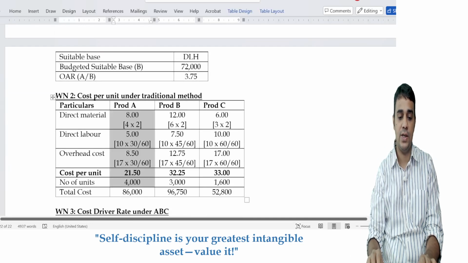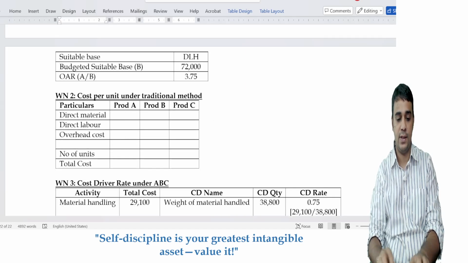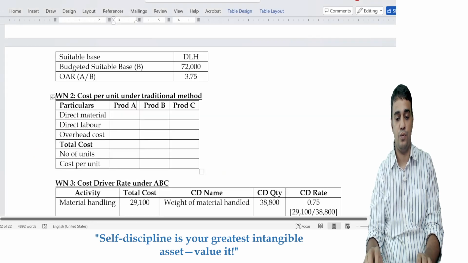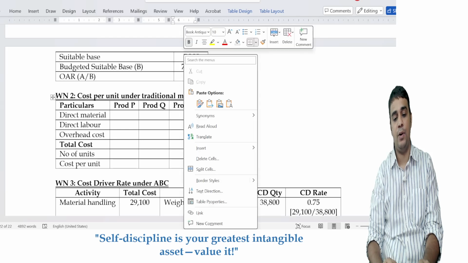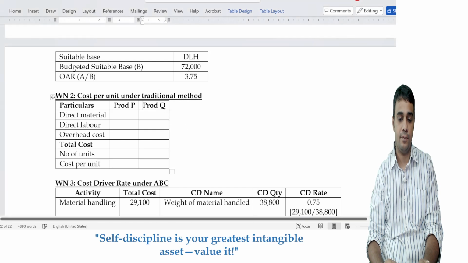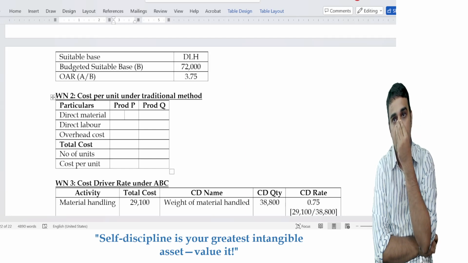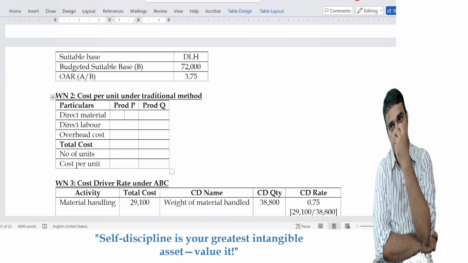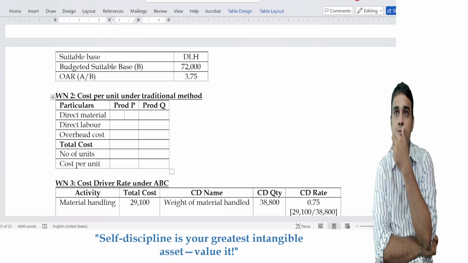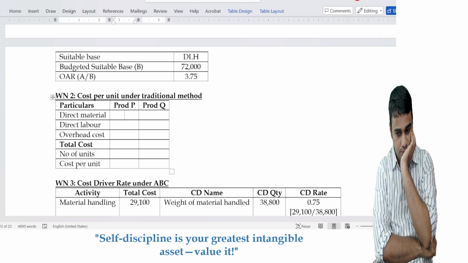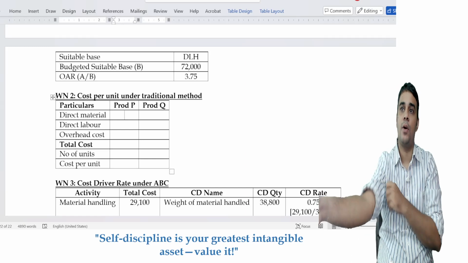Next, this working note. The only change here is everything is given overall. So write this: it will be total cost, and by dividing you will get cost per unit. In this question, everything is total cost. Particulars, product P, product Q: direct material, direct labor, overhead cost, total cost, number of units, cost per unit.